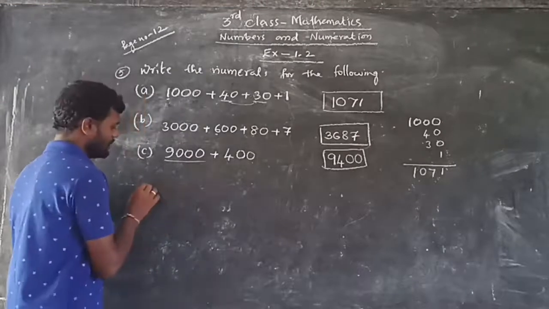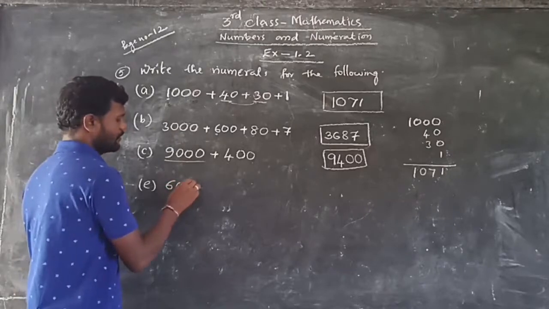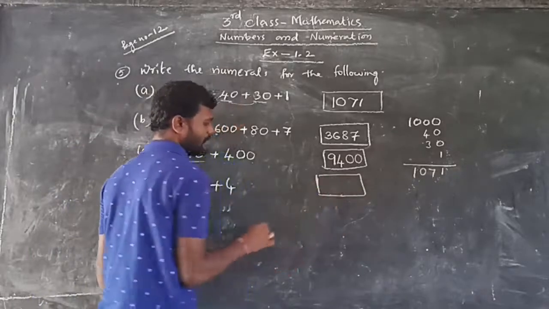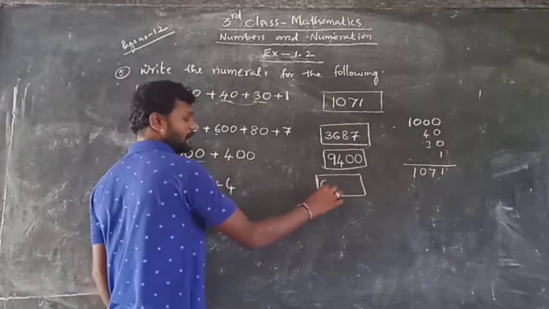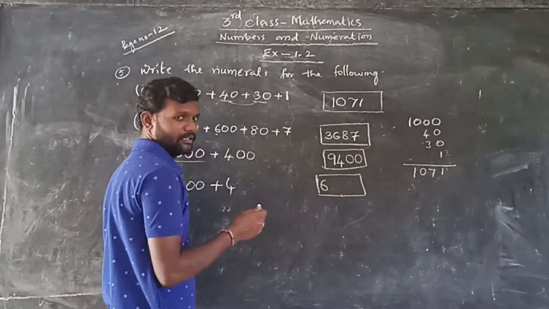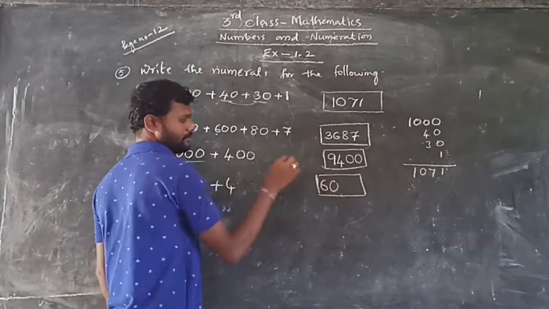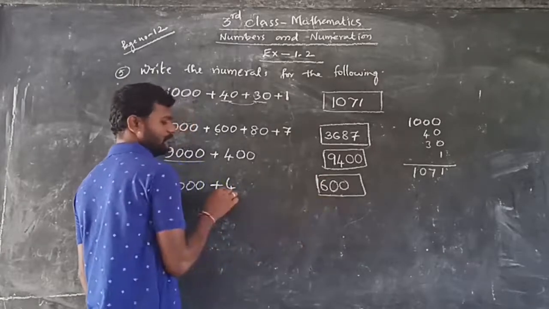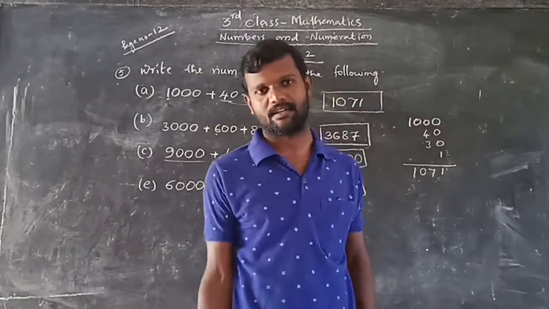Next, in the same exercise, E problem is there. What is that? 6,000 plus 4. What is the number? How many thousands are there? 6. So in the thousands place you have to write 6. Next, the hundreds place. Is there any hundred? Nothing is there, so write 0. Next, tens. Tens are also not there, so write 0. Again, in the ones place the 4 is there, so write 4. 6,004. That is the number.